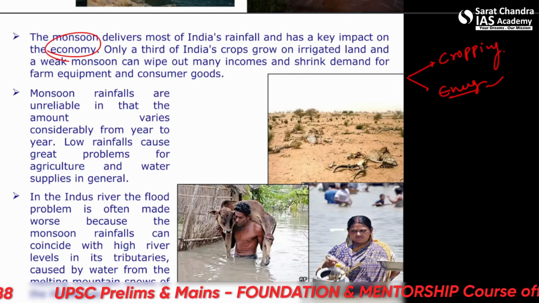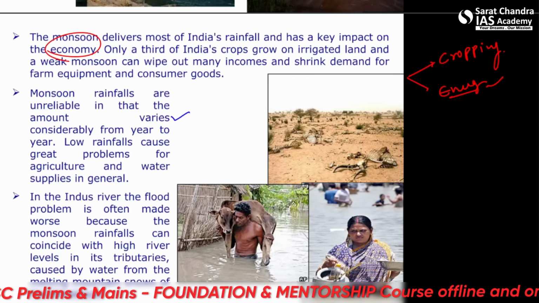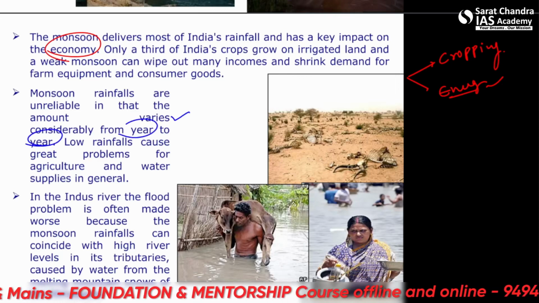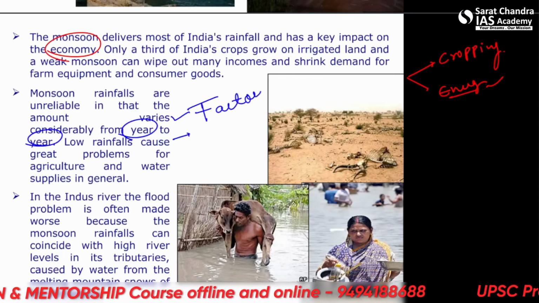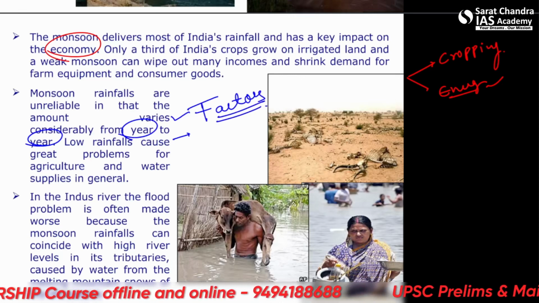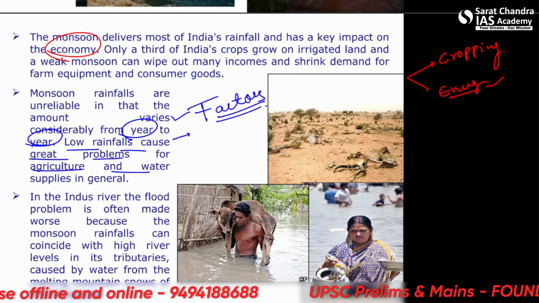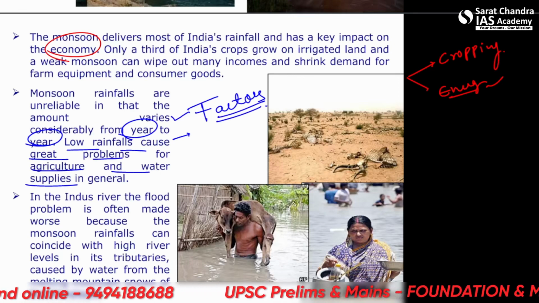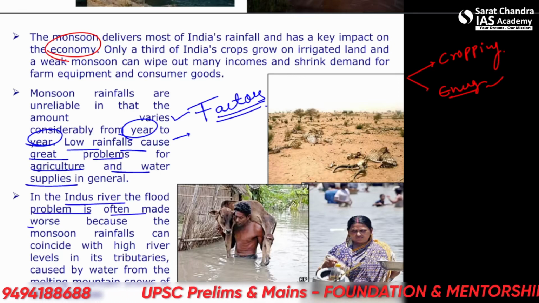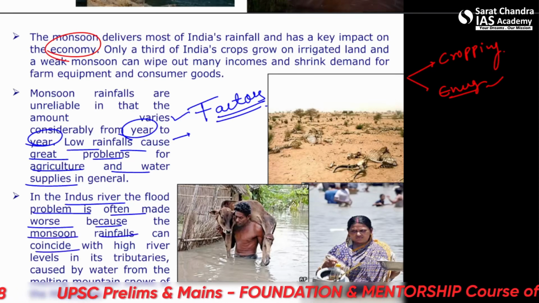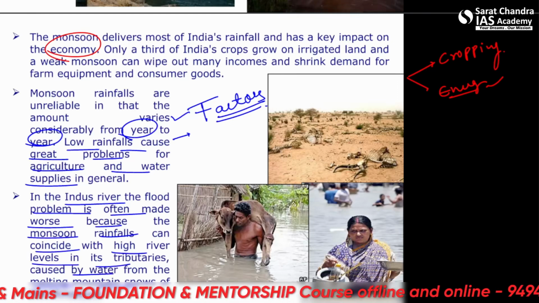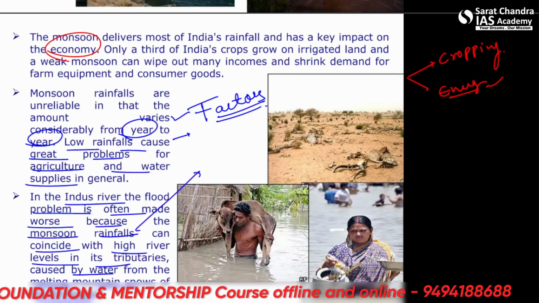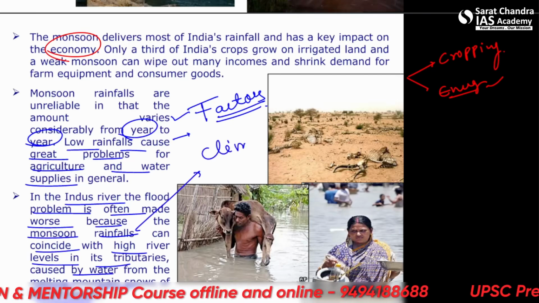Monsoon rainfalls are unreliable in that the amount varies considerably from year to year. Why? There are various different factors. So low rainfall causes great problems for agriculture and water supplies in general. And in the Indus River, the flood problem is often made worse because the monsoon rainfall can coincide with high river levels in its tributaries, caused by water from the melting mountain snows of the Himalayas. So here we can see the effect of climate change as well.